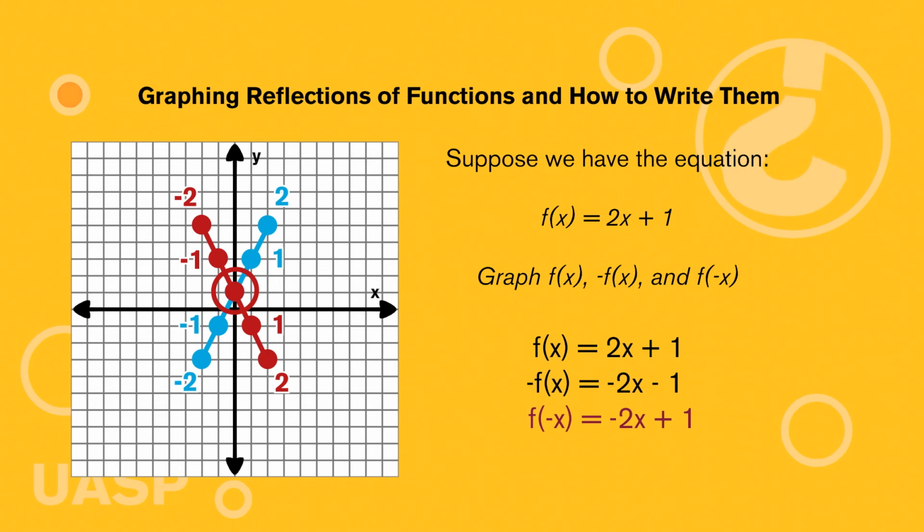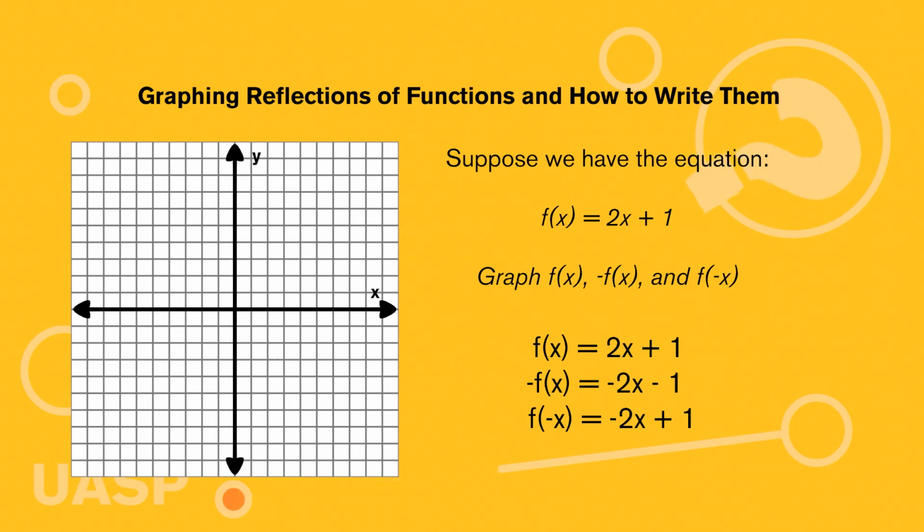And that's what negative x does: it takes your original equation and reflects it over the y-axis. So if you ever have a question on any of your exams that says take this equation and reflect it over the y-axis, or take this equation and reflect it over the x-axis, that's how you're going to do that. You just have to remember which is which: negative f of x reflects over the x-axis, and f of negative x reflects over the y-axis.